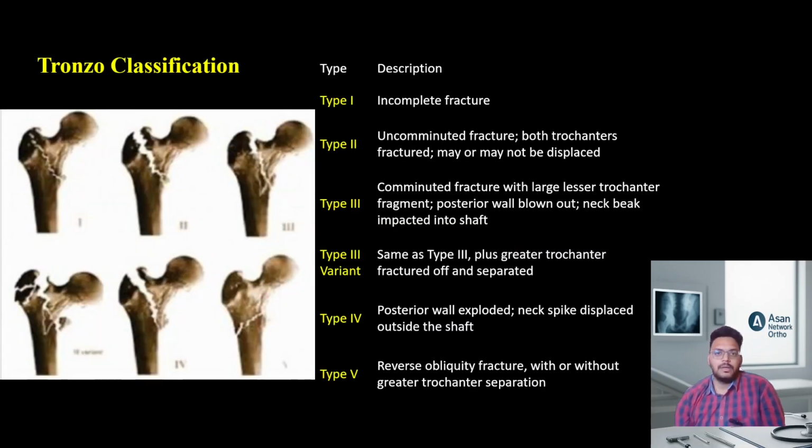Now this is Tronzo's classification. Tronzo classification is a descriptive classification based on the pattern of the fracture. Type 1 is an incomplete fracture, the fracture is not complete. Type 2 is where both the trochanters are fractured and it may or may not be displaced. This is a fracture without any comminution from the greater trochanter to the lesser trochanter. It may or may not be displaced. In other terms you can say type 2 is a complete fracture.